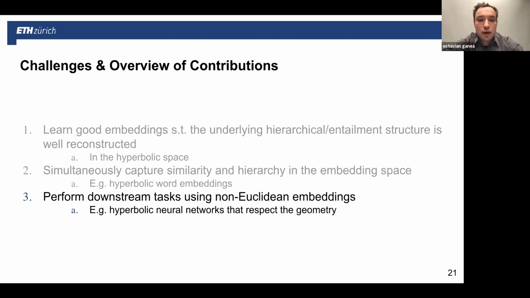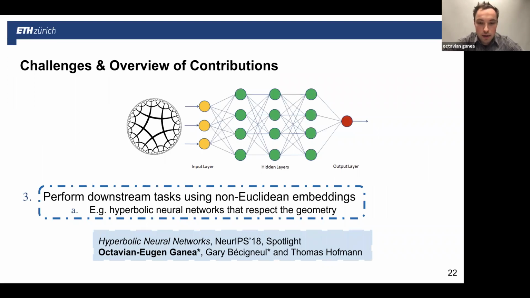The last aspect that I'm going to talk about today is how to use these non-Euclidean embeddings to perform downstream tasks. So how to design and use hyperbolic neural networks, or hyperbolic deep learning tools, that are able to respect this geometry. And here we have this hyperbolic neural networks paper that was presented at NeurIPS 2018, and it also had a spotlight. So you can also refer to the paper for the full details.